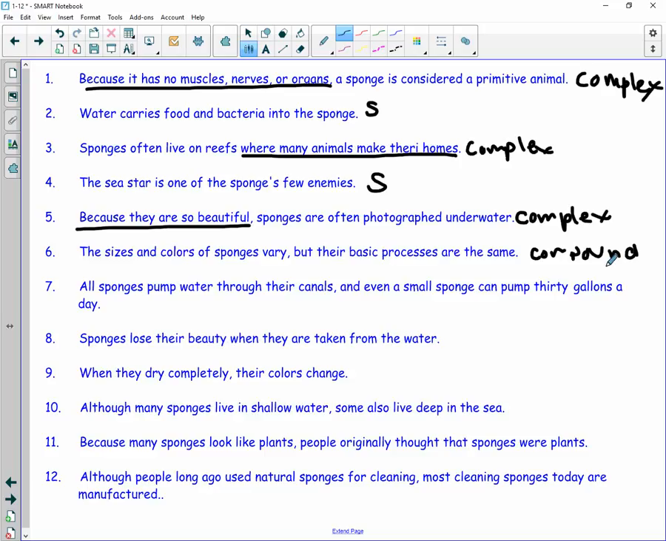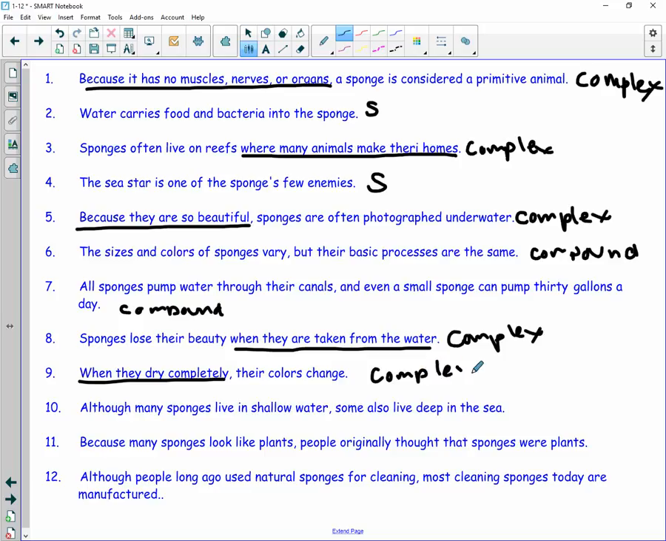All sponges pump water through their canals, that's a sentence, and even a small sponge can pump 30 gallons a day, that is also a sentence, that is compound. Sponges lose their beauty, that's independent, when they are taken from the water, that is subordinate, so that is complex. When they dry completely, that is subordinate, their colors change, independent, that makes it complex.